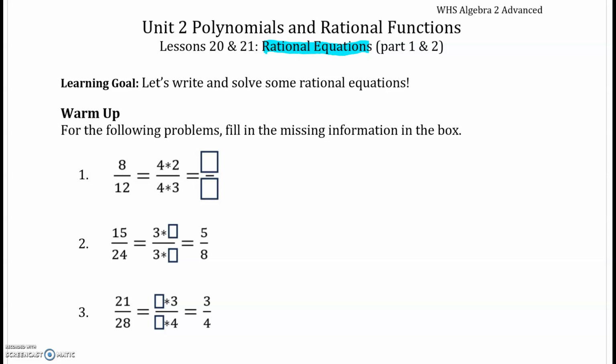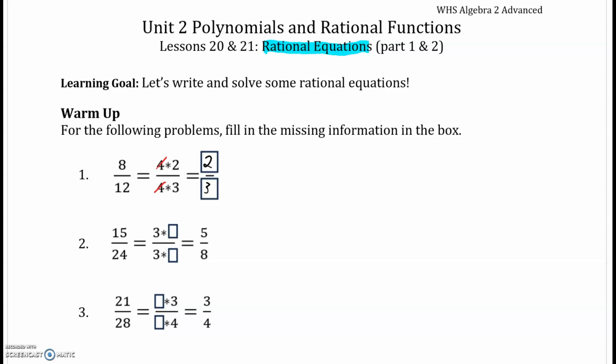And it looks like we are simplifying fractions. So 8/12 can be rewritten as 4 times 2 over 4 times 3. Notice that the common factors of 4 on the top and the bottom cancel, leaving us with our final answer of 2 over 3.